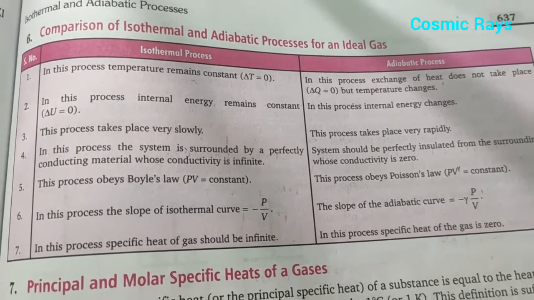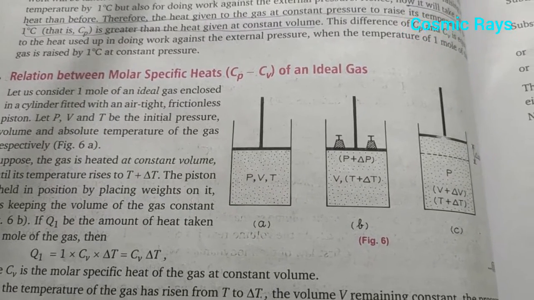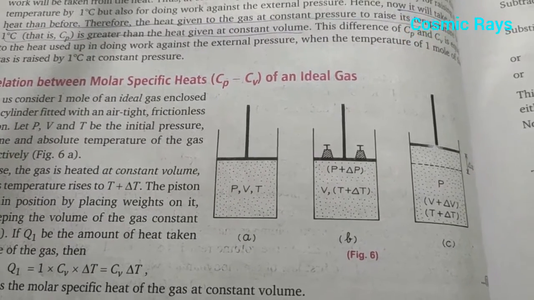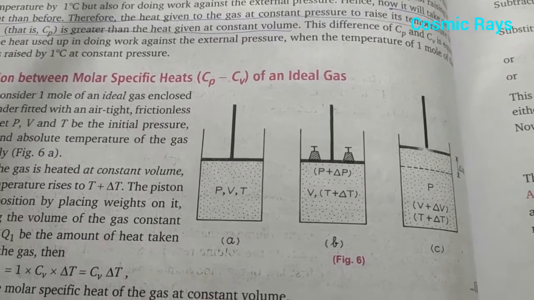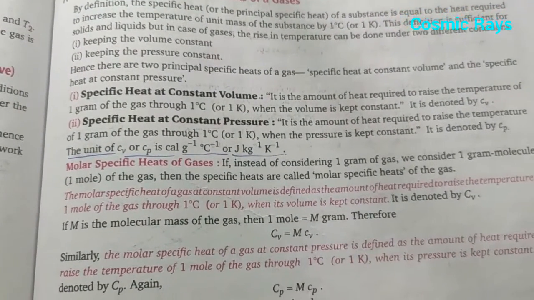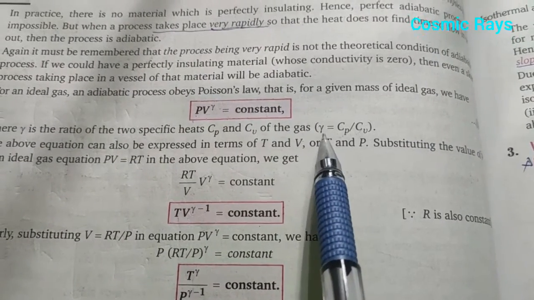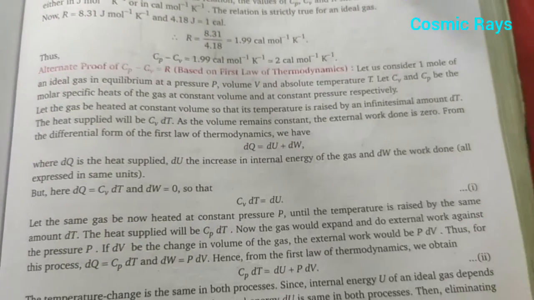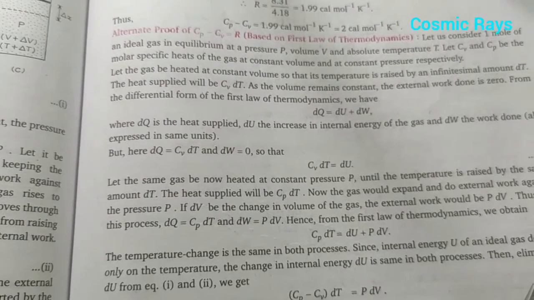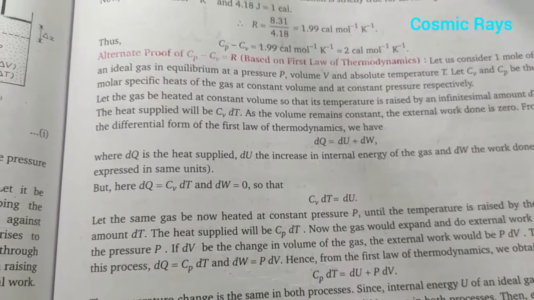Now we go to the Mayer's relation, that is the relation between molar specific heat Cp, that is at constant pressure, and molar specific heat at constant volume, that is Cv. So the definitions are given here, which we have discussed earlier while discussing these curves, or while trying to define this ratio gamma. Now for this we will be using the first law of thermodynamics to prove the Mayer's relation.